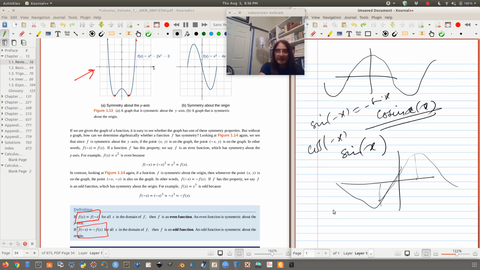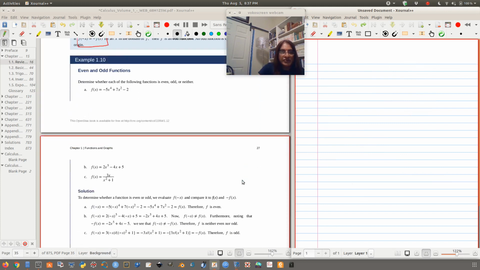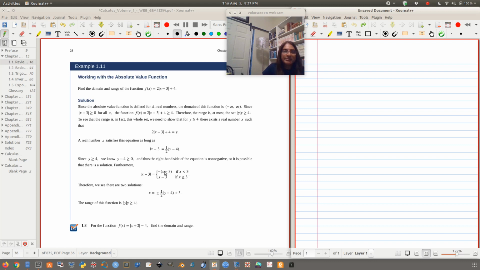Okay, and that essentially finishes this section of the chapter. The last thing is to see that the absolute value function, absolute value of x, which is like this, is an example of an even function. And here, one worked out example is looking at the absolute value of a function and finding its domain and range. Again, we have done problems on domain and range, so I will leave this as a personal exercise.